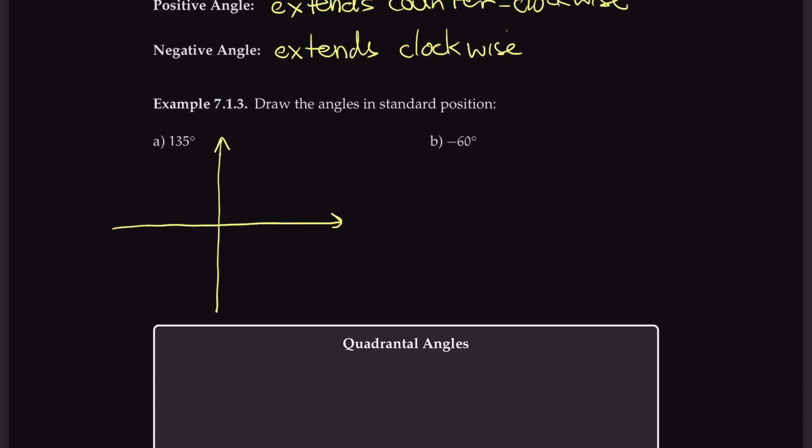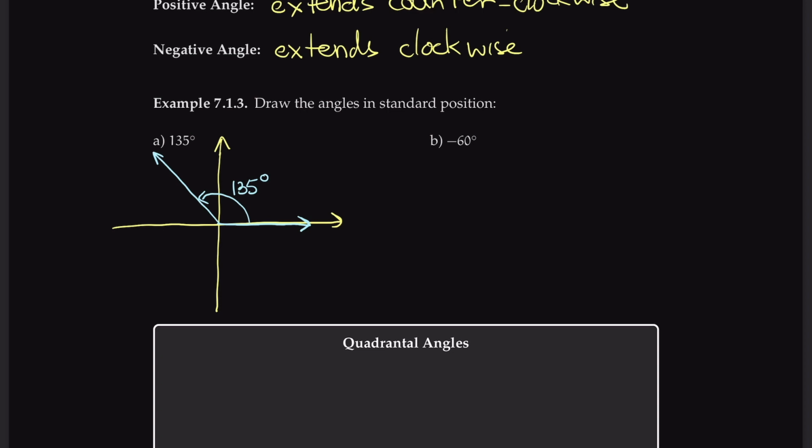135 degrees is 90 degrees plus 45 degrees. And so if we're going to draw this angle in standard position, we know its initial side is going to be there on the positive x-axis. And then if we have 135 degrees, that's going to be 90 degrees plus an additional 45. So we're going to end up somewhere right around there. And so our terminal side is going to be right about here. And since the angle is a positive number, 135, then we know that we're going to extend counterclockwise to draw this angle. So this is 135 degrees.